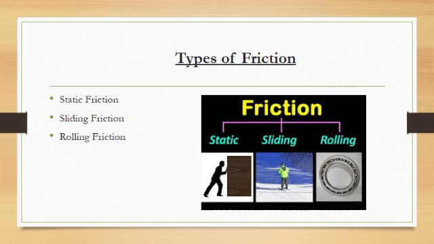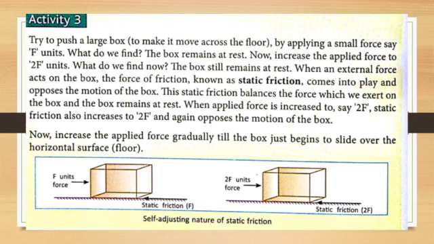Now the next topic is types of friction. There are three main types of friction: static friction, sliding friction, and rolling friction. Now students, you know that the force of friction is the force exerted by a surface when an object moves across it or makes an effort to move across it. So there are two types of friction: static friction and sliding friction. First of all, we will study static friction.